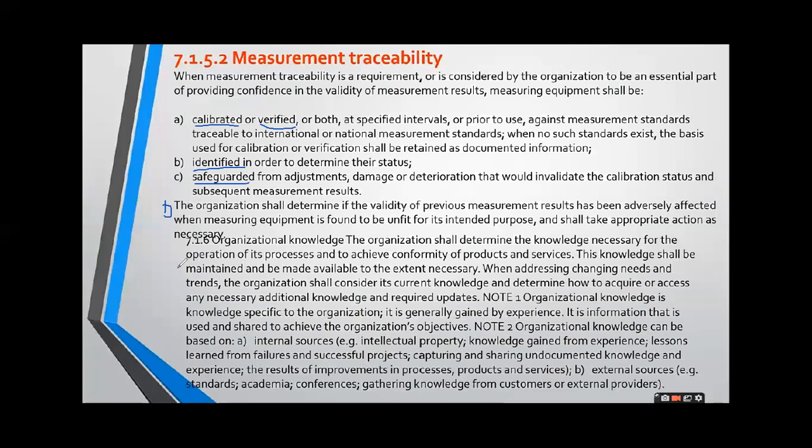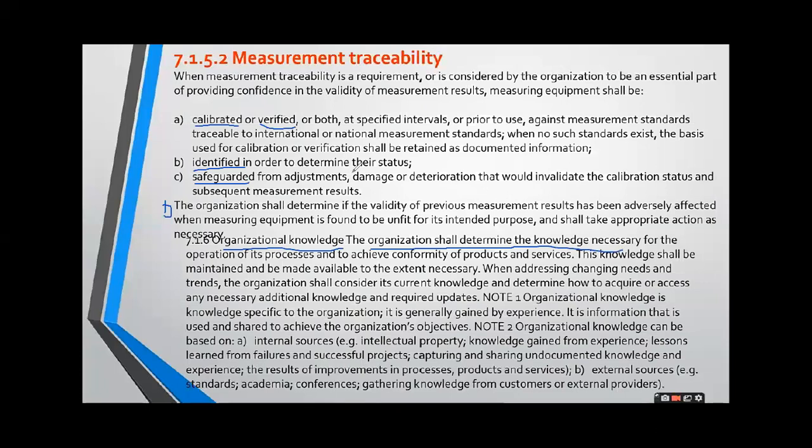Okay, let's move to the next clause, clause number 7.1.6, which is organizational knowledge. This clause focuses on the knowledge required for the successful operation of processes and achieving conformity. So the organization must determine the necessary knowledge. This is the first one. As you can see, it is mentioned here.